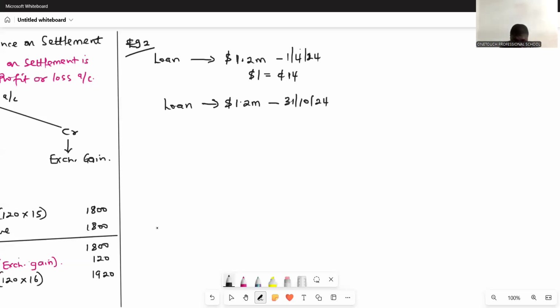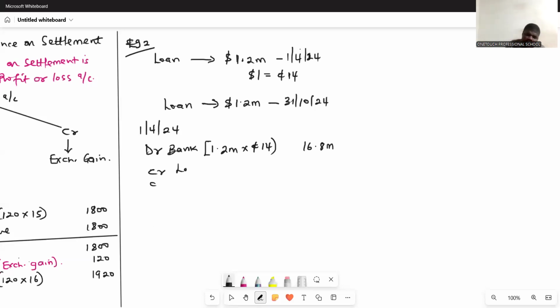A loss. Let's see if indeed it's a loss. So, on 1st April 2024, when the loan was taken, we debit our cash or bank with the loan amount of 1.2 million times 14 cedis. How much are you going to get? 16.8 million. Then we credit our loan, right?